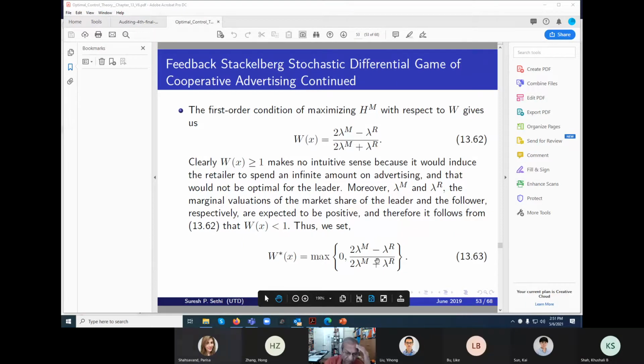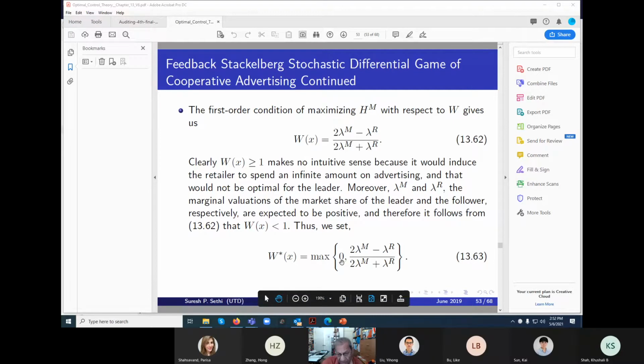Any question? Yes. Professor, why don't we set it as maximum of 1 at the expression there? No, 1 is 100%. The 100% is also not good, because the retailer will still advertise an infinite amount. So it'll be strictly less than 1. So that is not going to happen. Okay. Thank you.